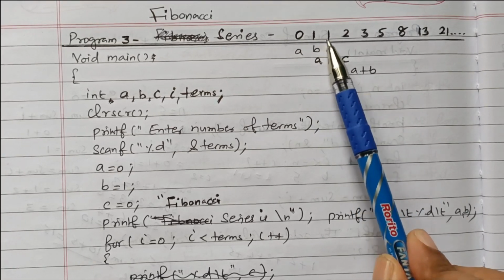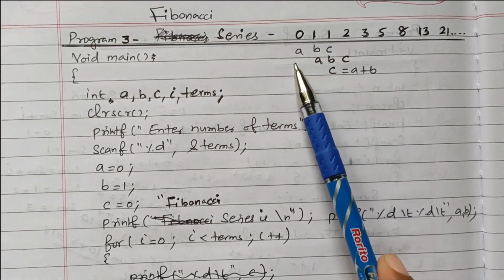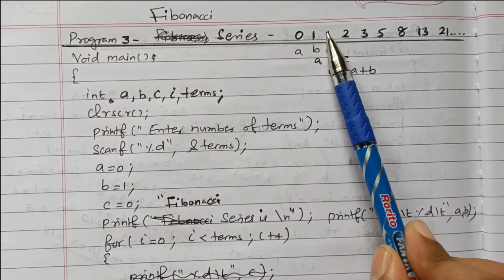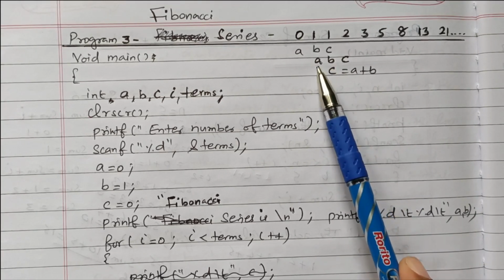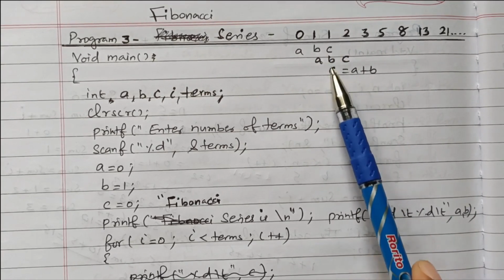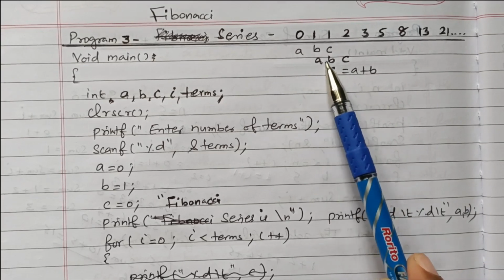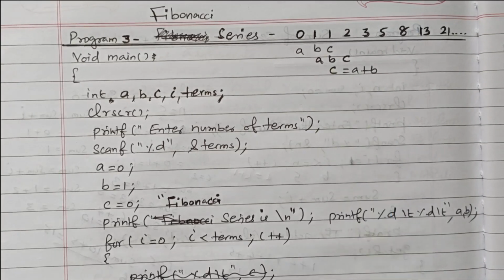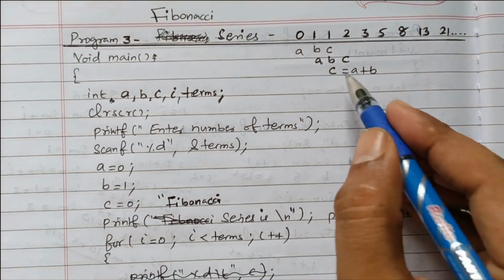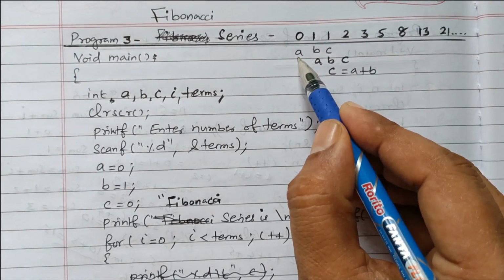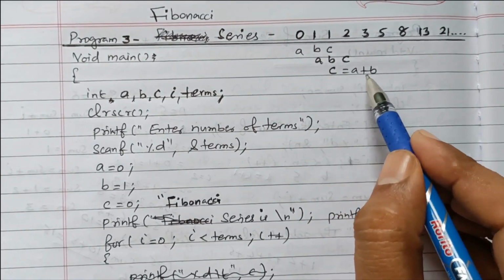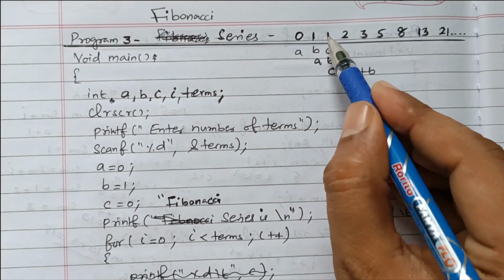After finding this, what we need to do? We need to shift the position. We will make this number A, and this number 1 is assigned as B. The values are shifted. Again C is nothing but A plus B. First A is 0, B is 1, C is A plus B, so we got 0 plus 1, 1.